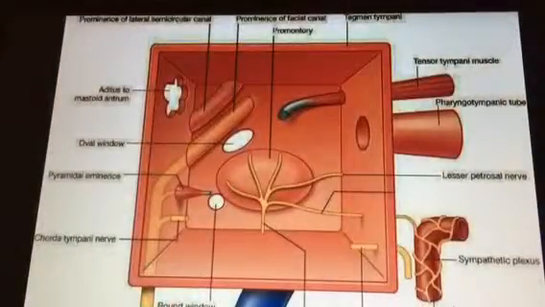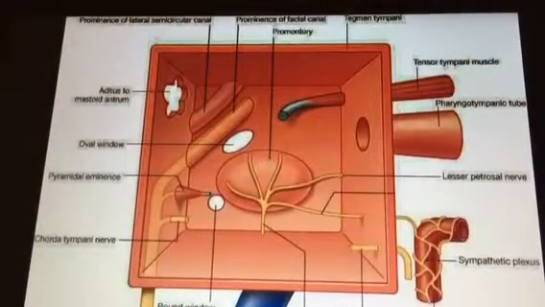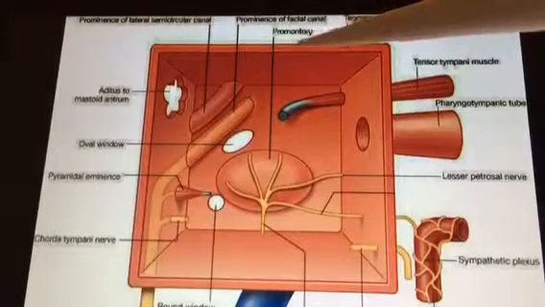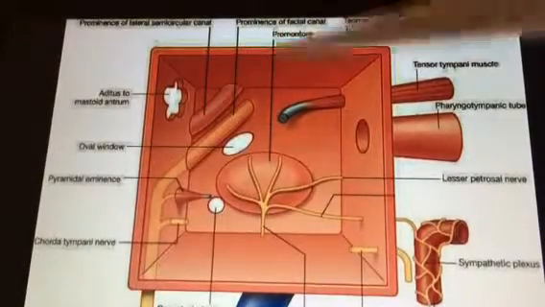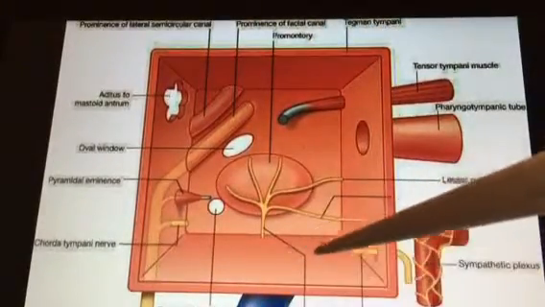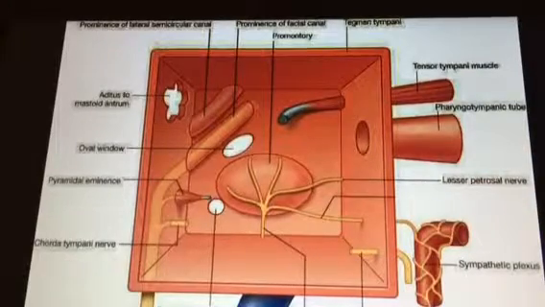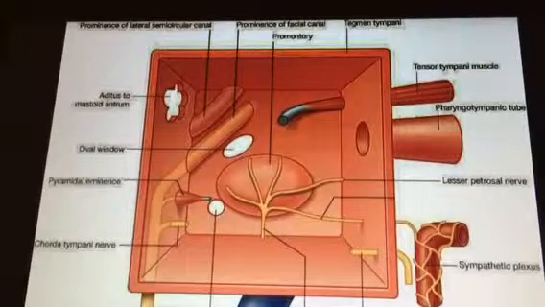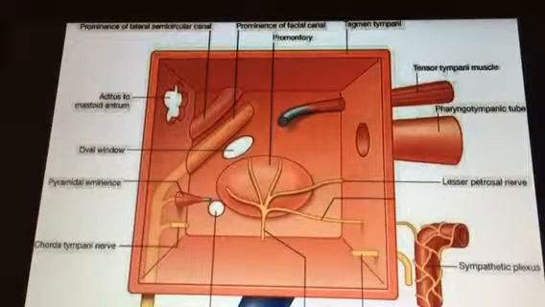There are 6 walls of the middle ear. The superior includes the tegmen tympani, the inferior, the jugular fossa. Lateral, which is not pictured here, has the tympanic membrane proper, which is the mucous layer of the tympanic membrane, and the squamous portion of the temporal bone.